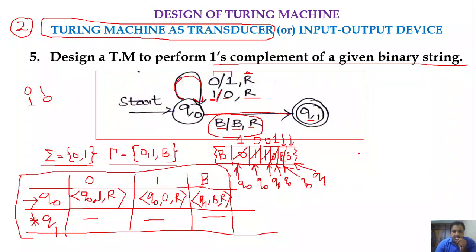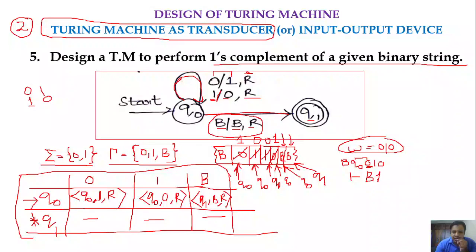Next, how could we check the acceptance? Take a string W equal to 0 1 0. This is the string. So now the initial ID will be something like blank, we are starting with Q naught 0 1 0. Next, Q naught on 0, we are replacing that 0 with 1 and moving the head towards right.